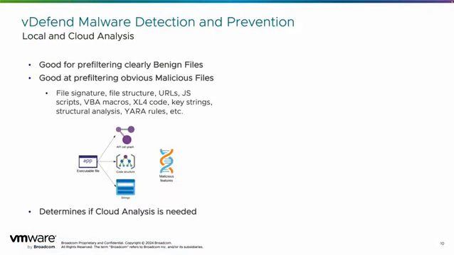So let's contrast a couple of the different techniques that we talked about here. So we talked about local versus cloud. Well, what is local really good at? We do have a really fantastic mechanism for basically pre-filtering both known good and known bad files. And we can do that by looking at things like the file signature, that's a hash, file structure, URLs, any JavaScript, Visual Basic for Applications, XL4 code, key strings, Yara rules, anything that we can use to quickly signal that yes, we've encountered this before and it's either good or bad. And basically this is going to process the lion's share, the majority of the files in the environment.